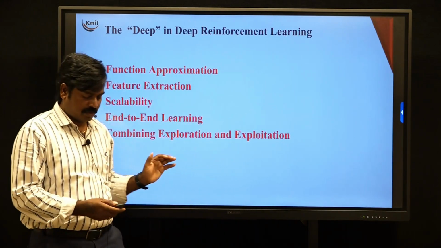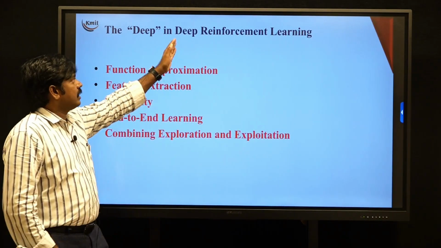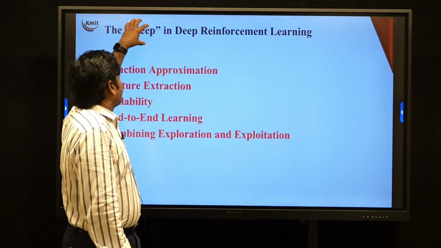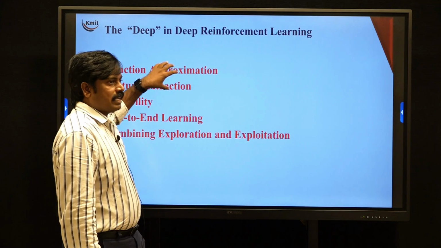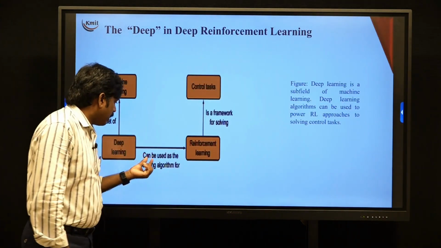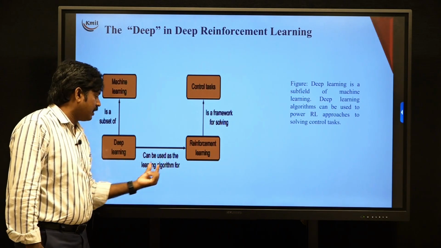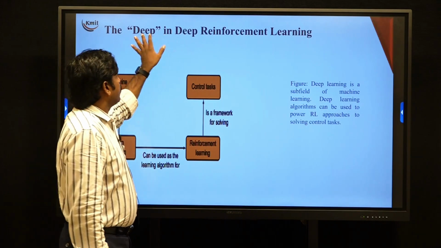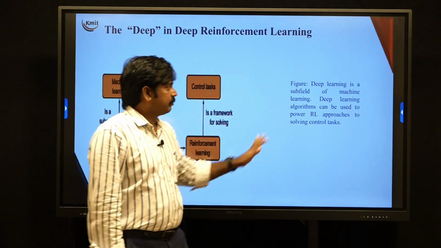These operations are done with deep learning, and deep learning gives the input to the reinforcement learning to solve the problems. That's why, in the term deep reinforcement learning, the word deep indicates that deep learning is used in the learning process. Deep learning can be used as a learning algorithm in reinforcement learning. That's why it's called deep reinforcement learning.